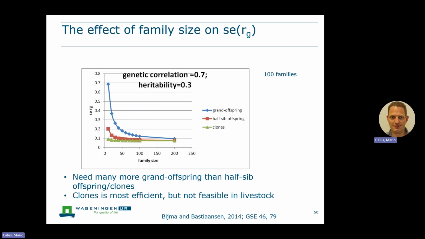Conversely, if the relationship between the individuals is that to the degree of grand offspring, then even for larger family sizes, the standard errors can be quite a bit higher than if you would have relationships for half-sib offspring. But that is provided you have a given number of families.